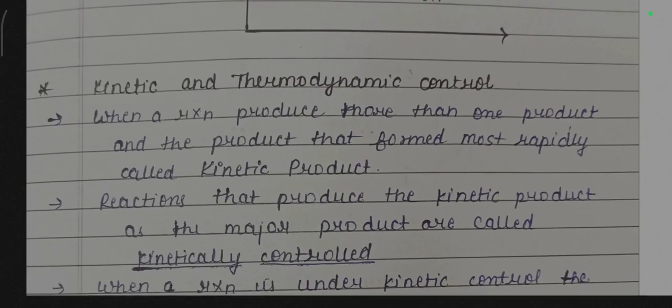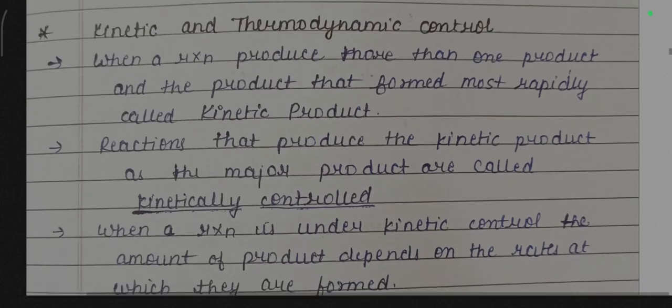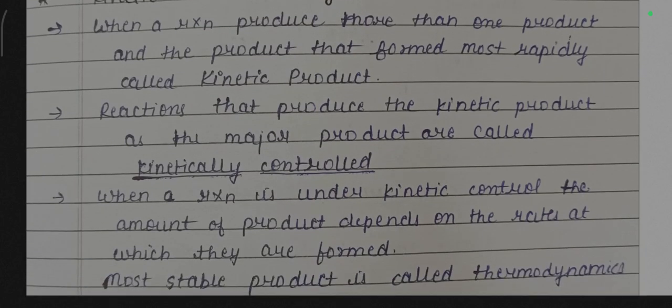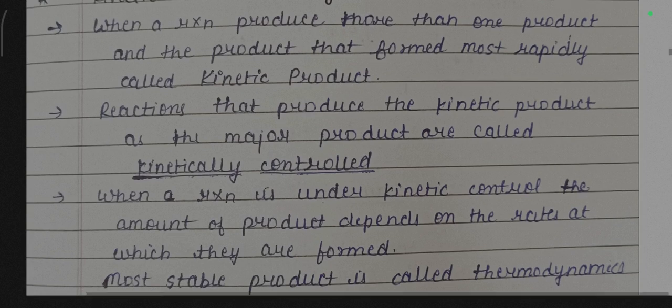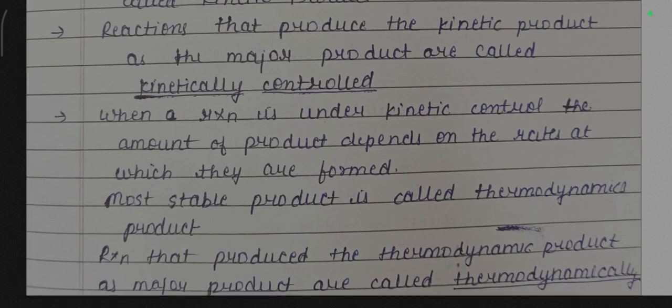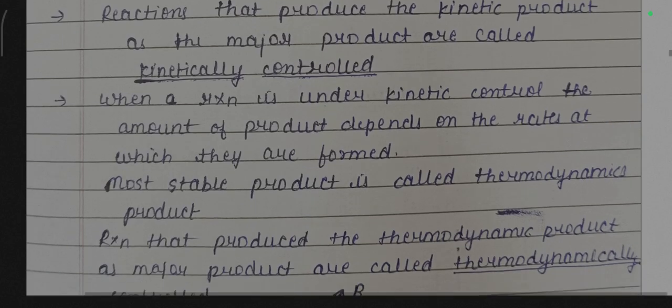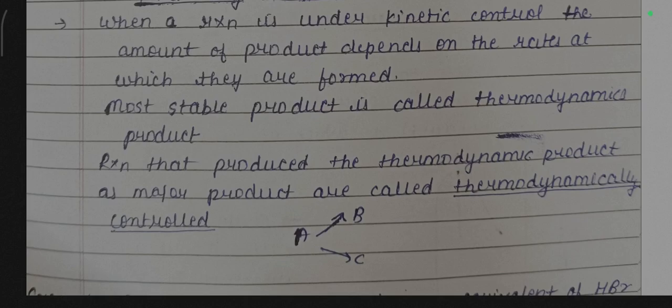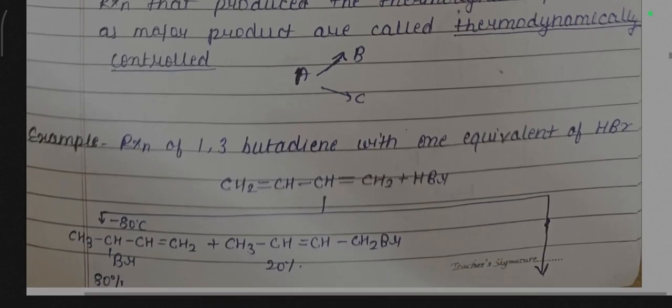Kinetic and thermodynamic control. When a reaction produces more than one product, the product that is formed most rapidly is called the kinetic product. Reactions that produce the kinetic product as the major product are called kinetically controlled. When a reaction is under kinetic control, the amount of product depends on the rates at which they are formed. The most stable product is called the thermodynamic product. Reactions that produce the thermodynamic product as the major product are called thermodynamically controlled reactions.